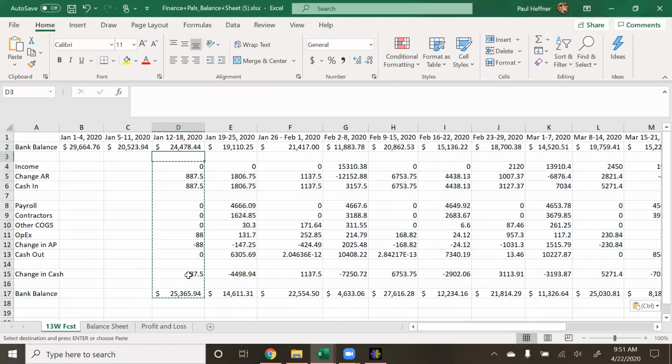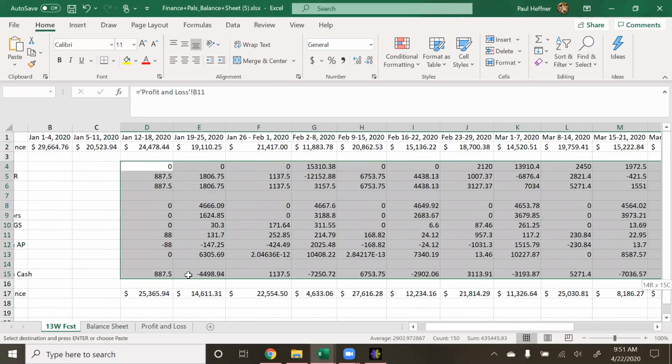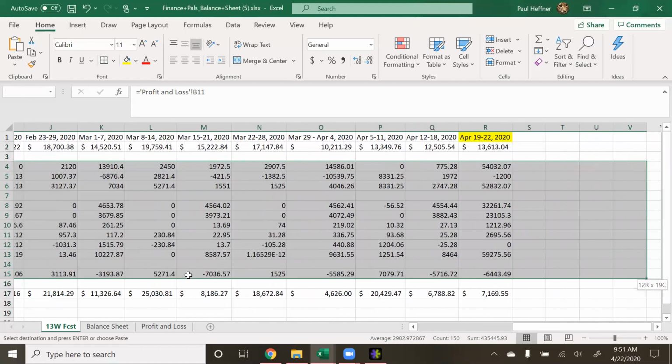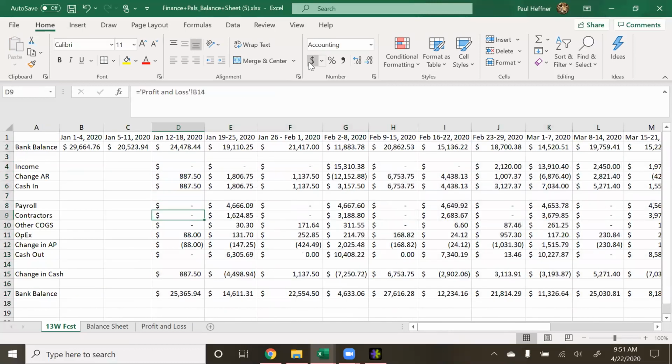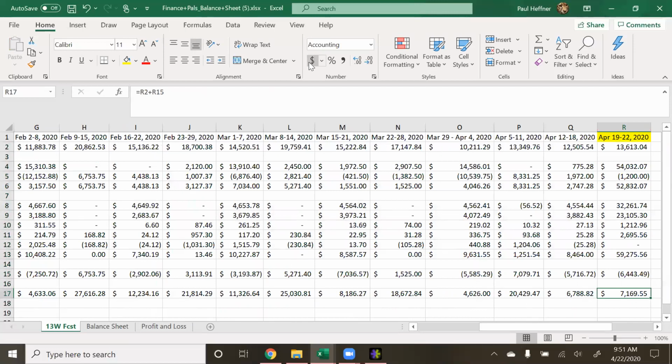Make these all dollars. Okay, so let's see how we did. So ending balance 7,000 up here. It's showing 13,000. So something is definitely off. Let's see if we can figure it out real quick.